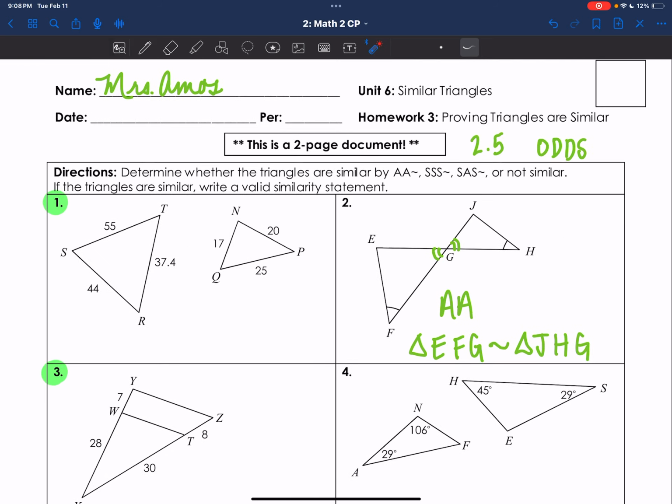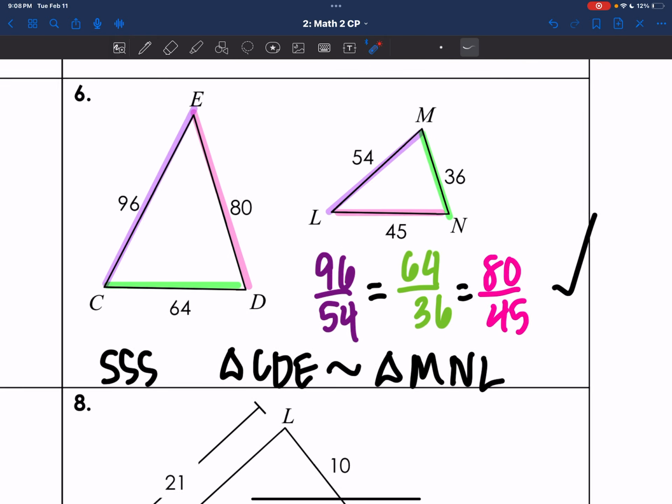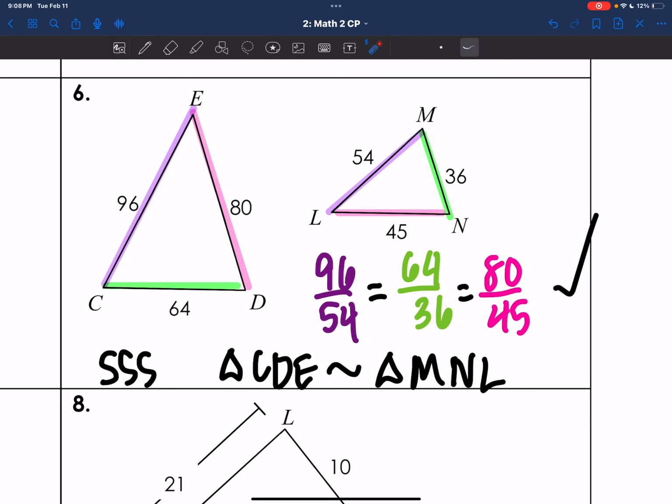Okay. And then the other example I did down here was, if you notice, it didn't give you any angles, so it only gave you sides. So we have to figure out, is it really side, side, side? What we can do is set up a proportion like this. I wrote the longest side here with the longest side here as a fraction. Then I went to the middle side to the middle side, right there. And lastly, I did the smallest side to the smallest side, and I wrote it here.